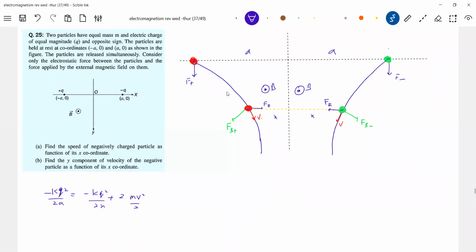No need for any mathematics. Find the y component of the velocity of the negative particle as a function of its x coordinate. It's asking for the y component of the velocity. In fact, this is Vy, this is Vx. It is asking for this y component. How to bring the y component? Can we apply conservation of linear momentum? Of course, they were released from rest.